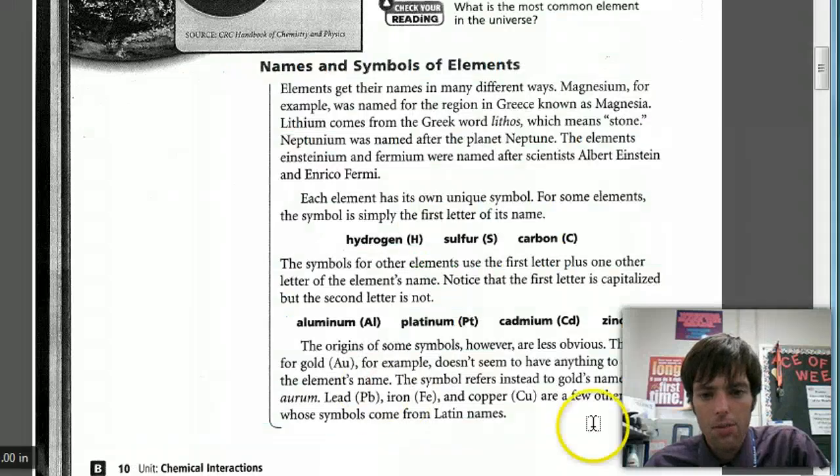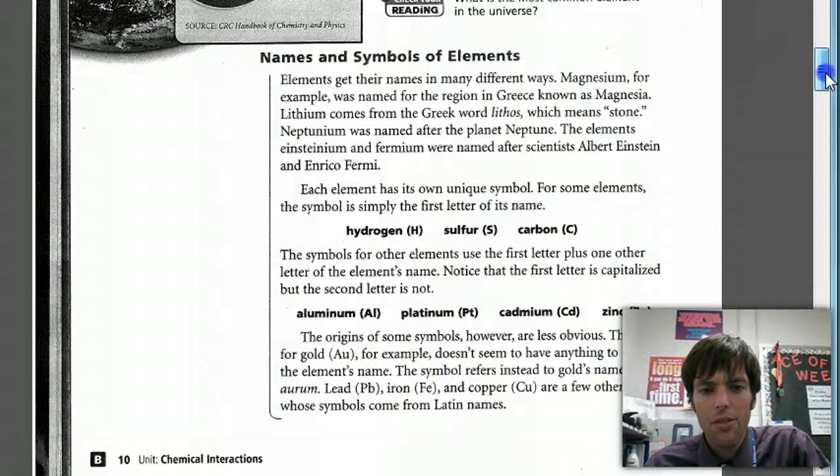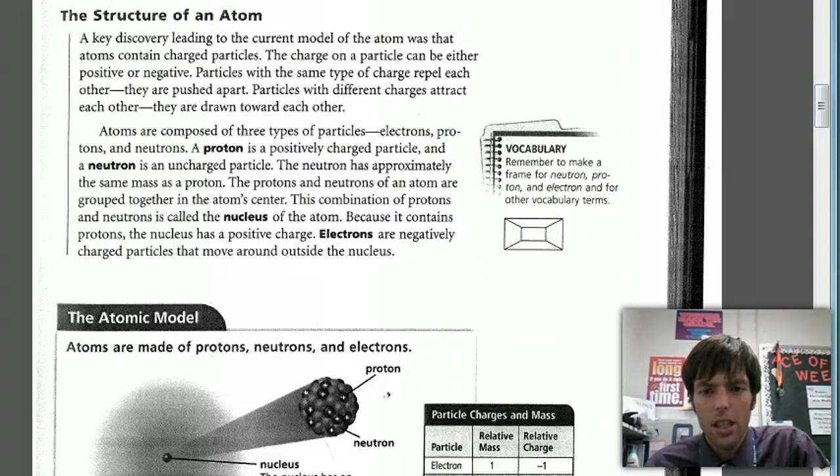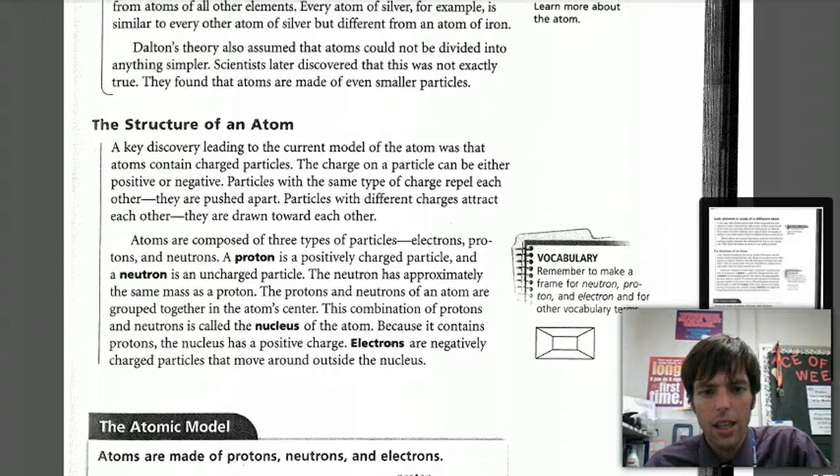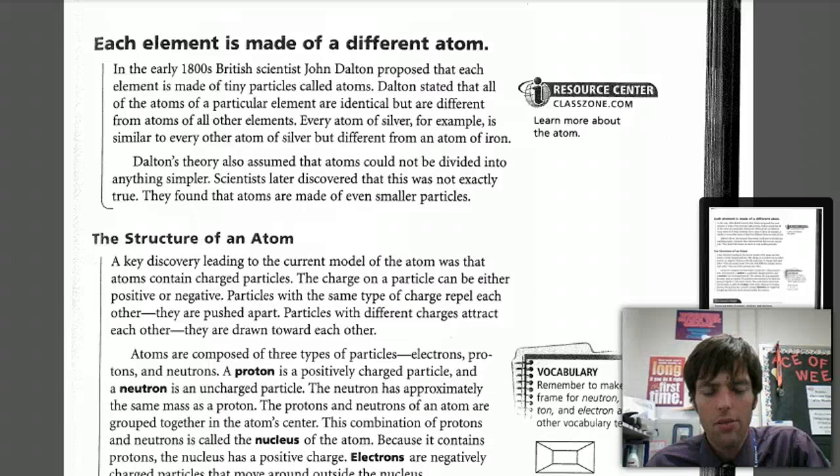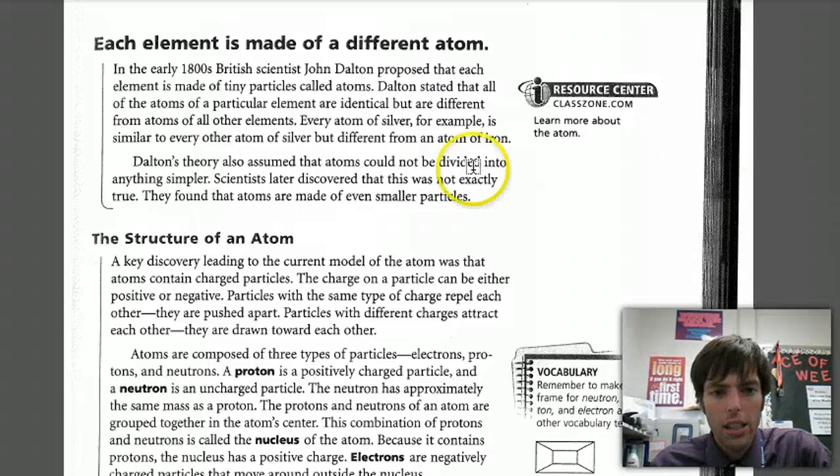Let's move to the next page. I hope you're starting to feel like you're getting the hang of this, because this is the last page I'm going to do with you guys, and I think you can finish this assignment on your own. All right, new heading. Each element is made of a different atom.